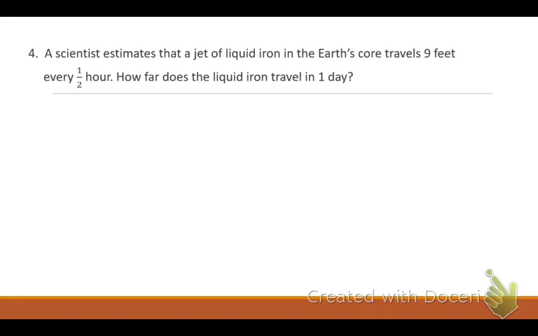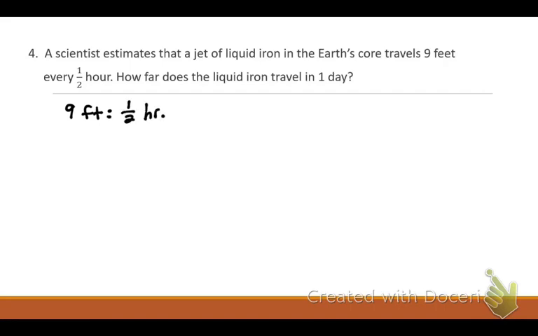A scientist estimates that a jet of liquid iron in the Earth's core, so basically they're pumping liquid iron out of the Earth's core, travels 9 feet every half an hour. How far does the liquid iron travel in 1 day? So we are comparing something. If I were to have a ratio, I could say 9 feet to what? To every half an hour.